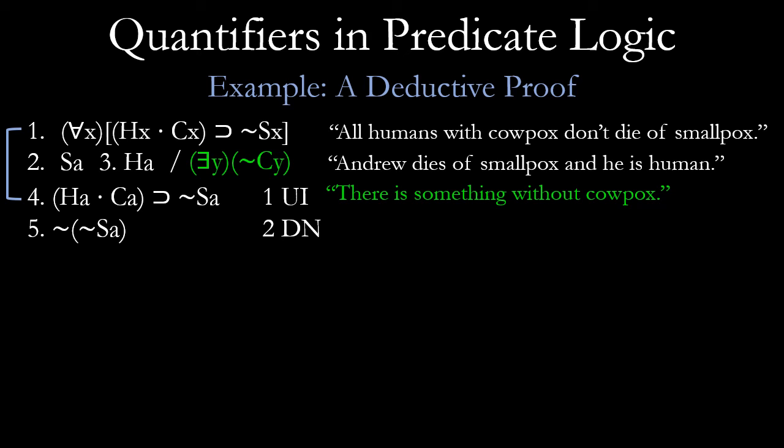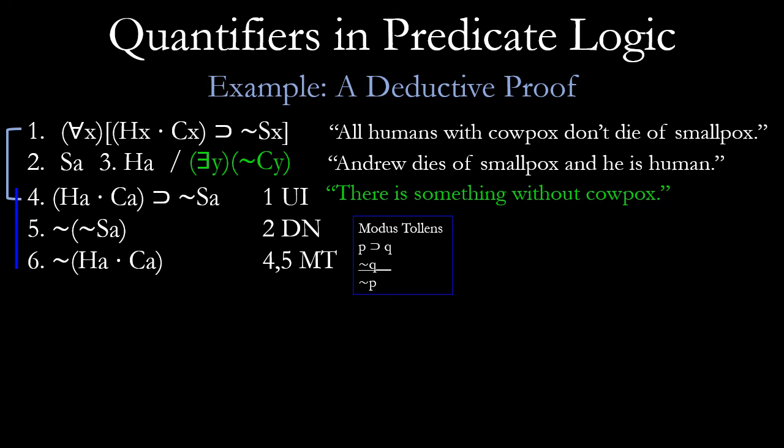It's maybe a bit of an unnecessary step, because really what I intend to do here is use modus tollens with statements 4 and 5, and I'm going to show that not (HA and CA). In other words, it's not the case that Andrew is both a human and has cowpox. All right, and I get that by modus tollens from statements 4 and 5. So that's modus tollens.